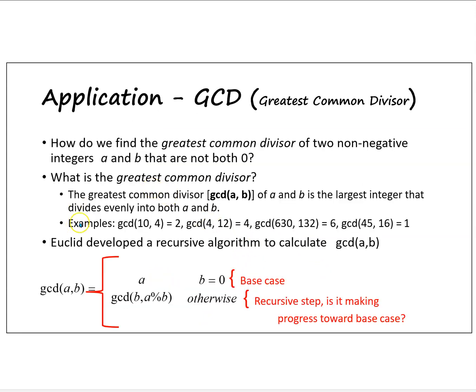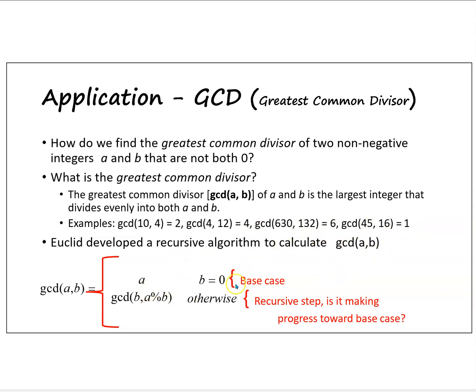So let's look at a small application. How do we find the greatest common divisor of two non-negative integers, a and b, that are not both 0? And what's the greatest common divisor? The GCD of a and b is the largest integer that divides evenly into both. For example, the GCD of 10 and 2 is 2, and the GCD of 4 and 12 is 4, etc. Euclid developed a recursive algorithm to calculate the GCD of a and b.